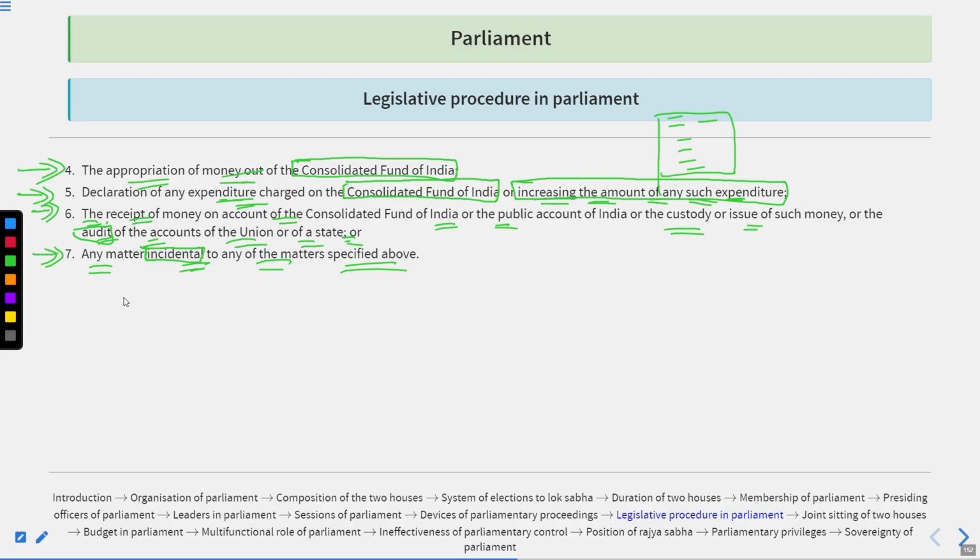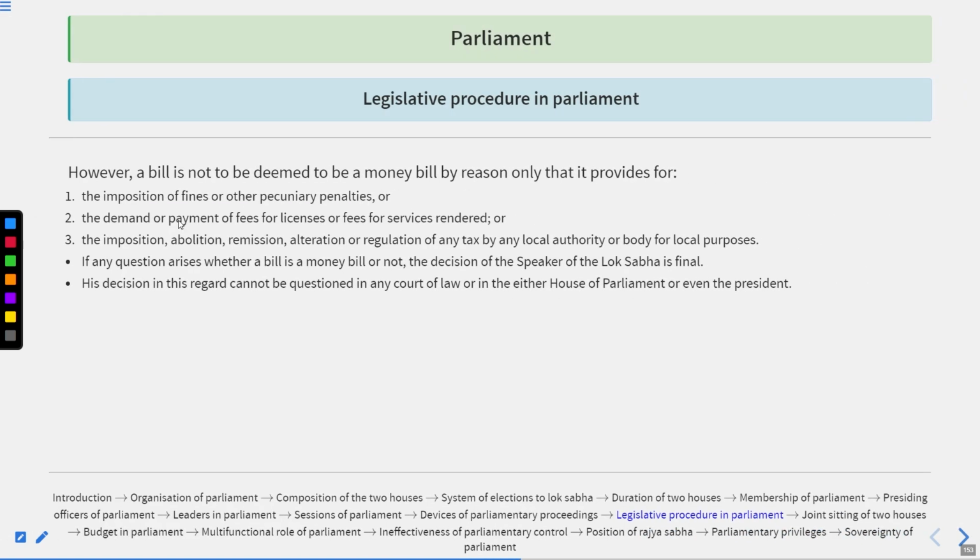So these are all the conditions on which a bill could be justified as a money bill, and these are important from the competitive exams point of view. Kindly go through them and keep them in your mind. Now, after reading about the conditions that make any bill a money bill, we have to see the conditions on which any bill could not be considered a money bill.